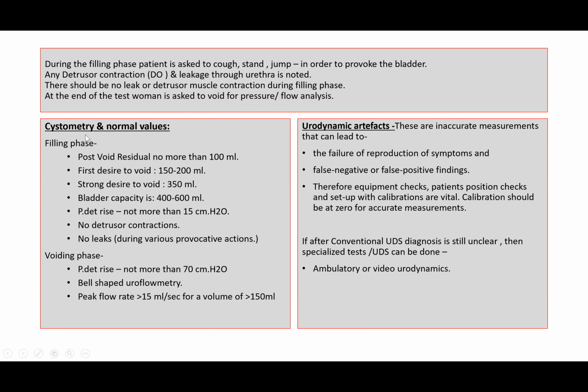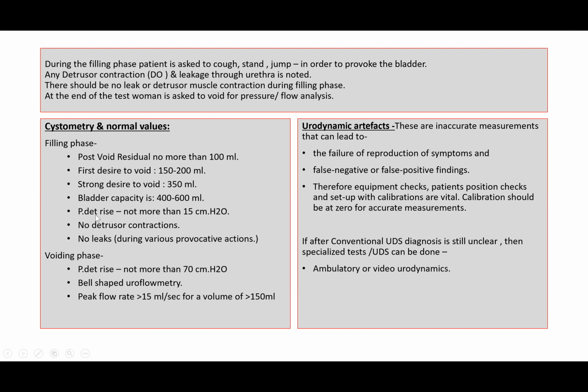Let's have a look at the cystometry and the normal values. Mainly it is important for the part 2 exam, but we should also know about this. This is something very basic. The post-void residual urine volume should be not more than 100 ml. First desire to void is at 150 to 200 ml. Strong desire is at 350 ml. The bladder capacity is 400 to 600 ml.